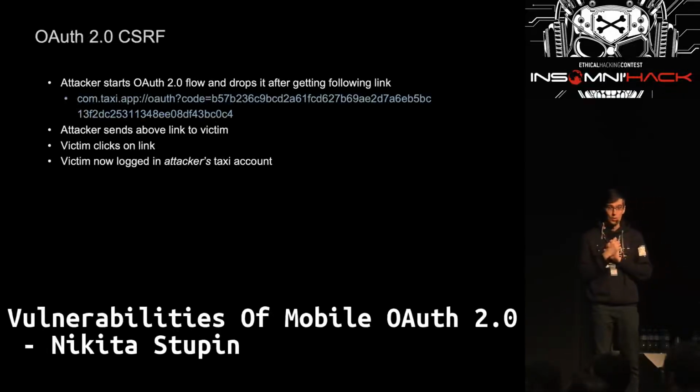Now let's move on to one of my favorite and most impactful attacks on mobile and classic OAuth as well. And this is OAuth CSRF. Basically, it's relatively easy to check. What you need to do is, as an attacker, start the OAuth flow with your account, but intercept that flow when you're about to exchange the authorization code for an access token. So you're getting this request, and you feed it to the victim. After that, the victim goes to the link and now gets into the attacker's account.